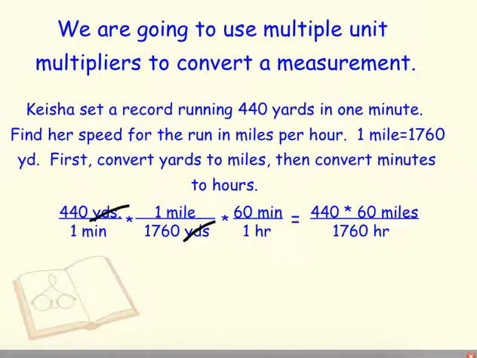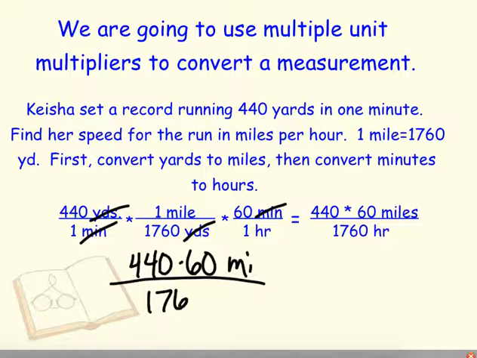And then I convert the minutes by doing 60 minutes over 1 hour. Remember, always offsetting those units that we want to get rid of. And we can multiply across the top and see, well, I need to do 440 times 60, and we have miles left over in the numerator, over 1760. And we have hours, which actually simplifies pretty nicely, and we get 15 miles per hour. So we multiply and divide, and we get 15.